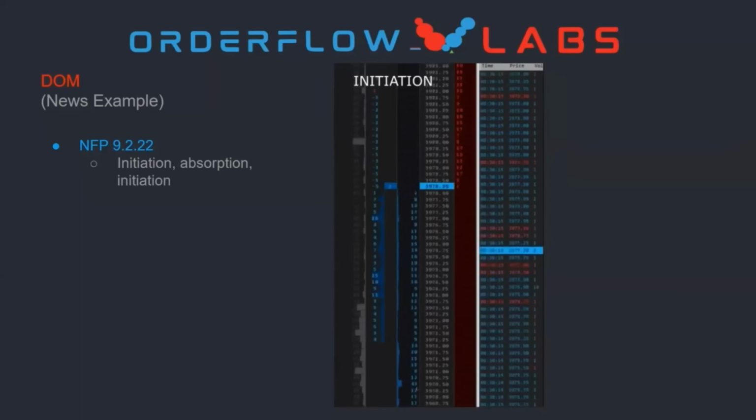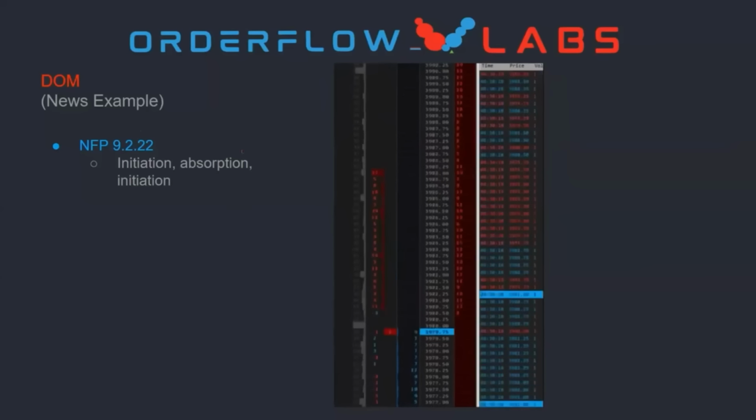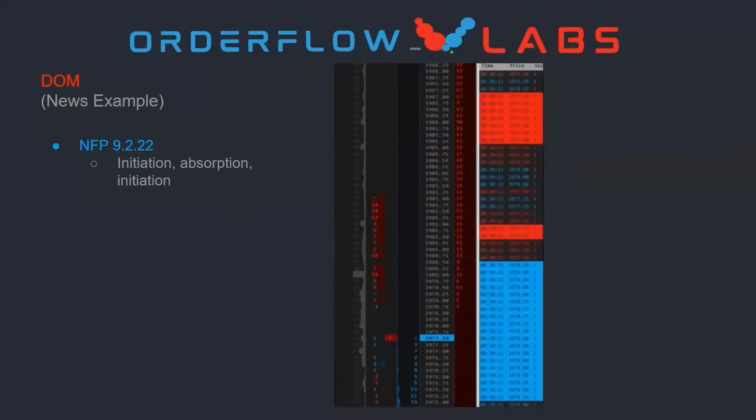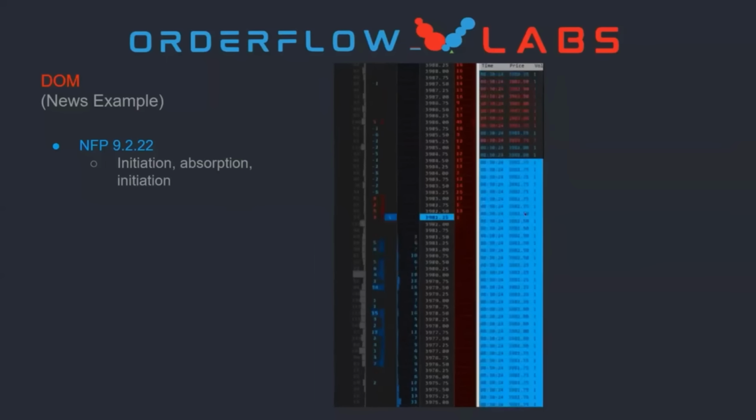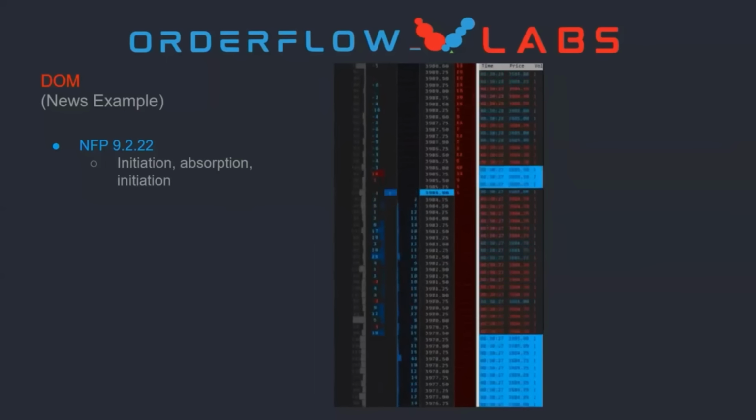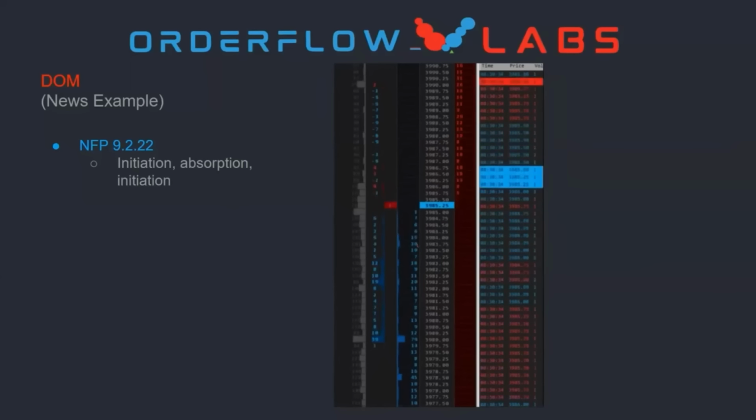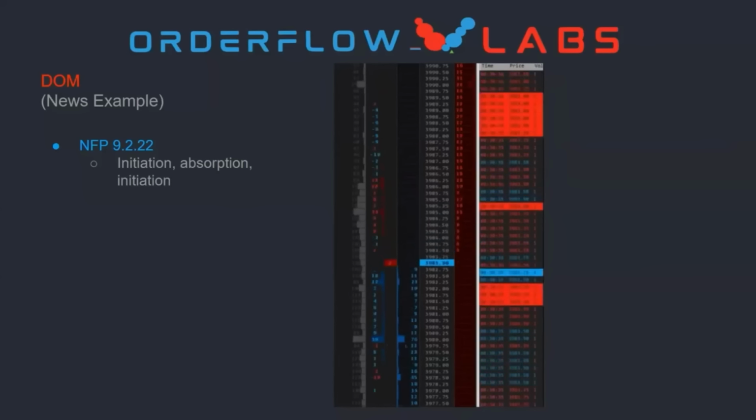Okay. And this is a news example from initiation and absorption. It does not mean that you dive in and trade this stuff. You know, that's not where longevity in trading comes from. But seeing this type of activity helps really make sense of a move as it has occurred.